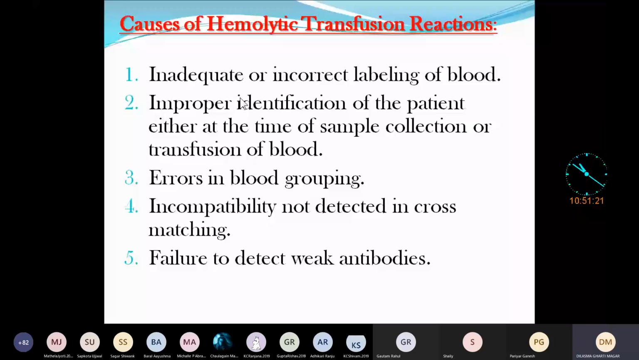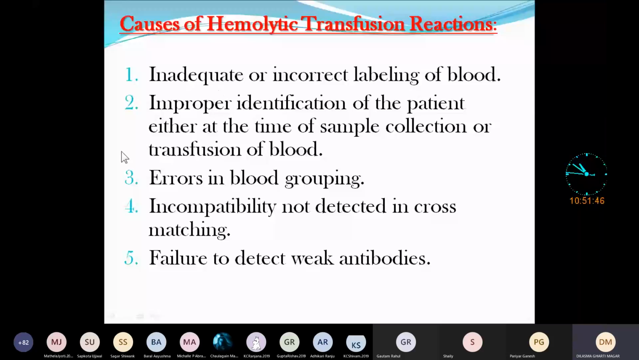Suppose a doctor says, okay, give orange blood for Ram, and then the sister sometimes sends the blood of another Ram, and whenever the blood is given, then cross matching will be there. So both persons may not have the same blood group, isn't it? So if some other person's blood goes to the same-named person, then there can be this hemolytic transfusion reaction. So inadequate and incorrect labeling of the blood.